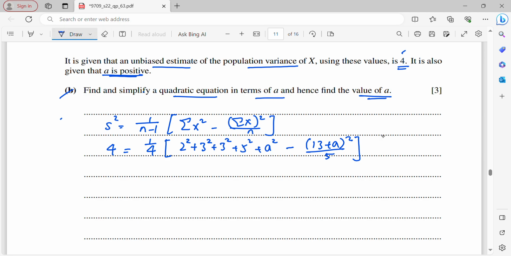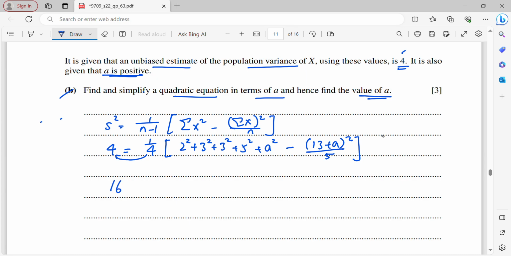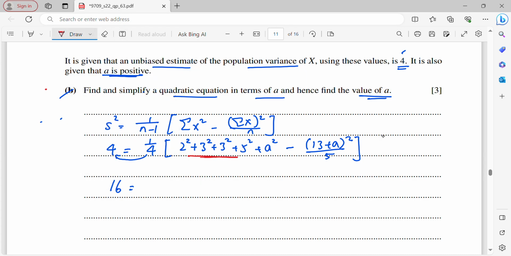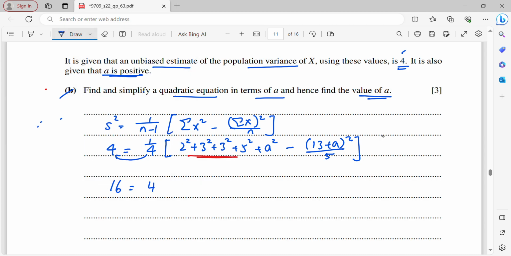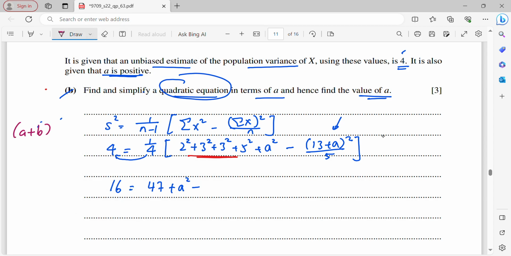Or probably I will just move up this 4. So it will be 16. Okay, so 16 equals to, now you count, what is the total of this sum? It will be 47. Then plus a squared, then minus, okay, now because we need to get a quadratic equation, which means we must expand this quadratic. So you can expand it using (a + b) squared equals a squared plus 2ab plus b squared.